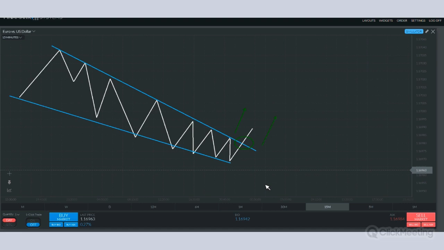Whereas triangles, obviously, like you saw in my drawings, are traveling sideways. Wedges go upwards or downwards, and we consider them reversals. So whatever way it breaks is the direction we're expecting. At this location, we'd be looking for our long, preferably somewhere in that green circle, looking to ride the market upwards.